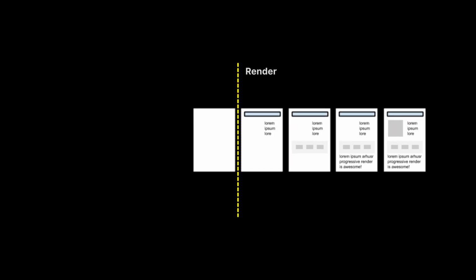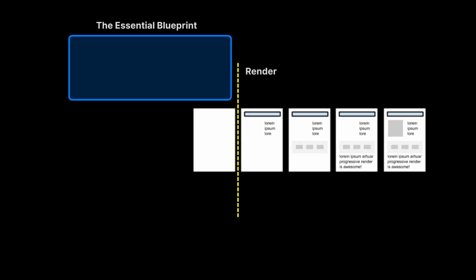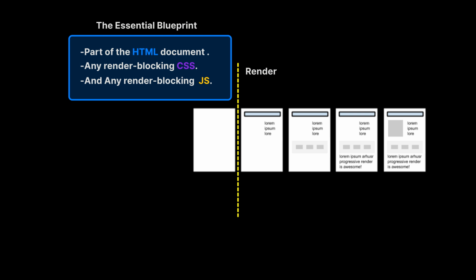Before it can draw anything, it needs a minimum amount of information. It needs the essential blueprint for the page. These minimum required resources are the HTML document itself, any render blocking CSS, which is usually the CSS linked in the head tag, and any render blocking JS linked in the head tag. These resources are called render blocking because the browser literally blocks rendering. It will not paint a single pixel on the screen until it has downloaded and processed them.